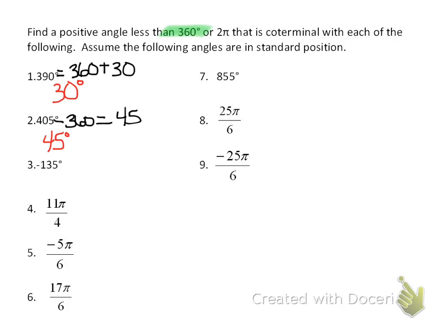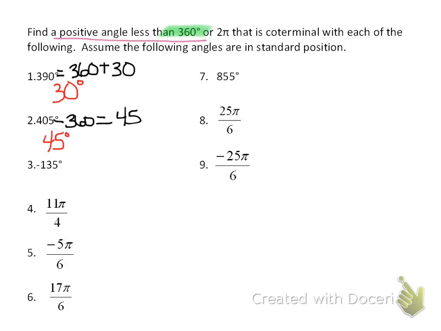Go ahead. Can there be two coterminals to the first one? There can be an infinite number of coterminals. I was thinking negative 330 would be the same thing as 30 degrees. Mm-hmm, negative 330 would be the same thing. 750 would also graph in the same place. Here we're specifically asked to find one that is a positive angle less than 360. But yes, there's an infinite number of coterminal angles.